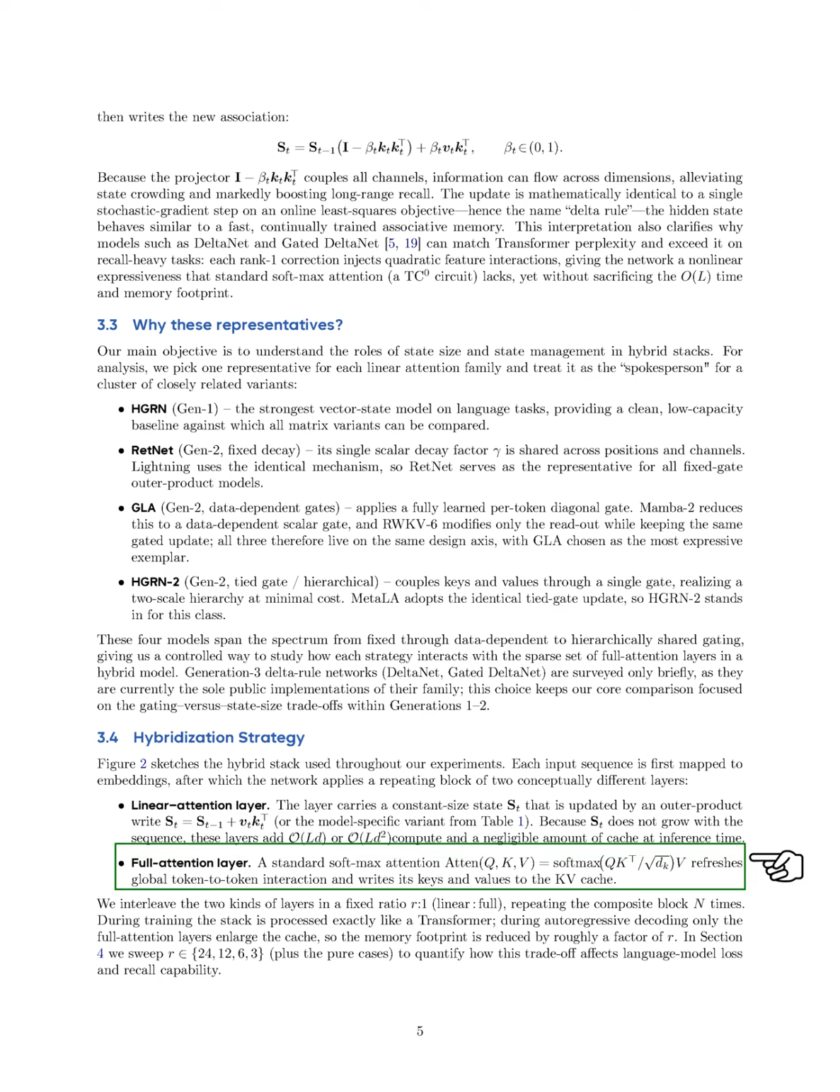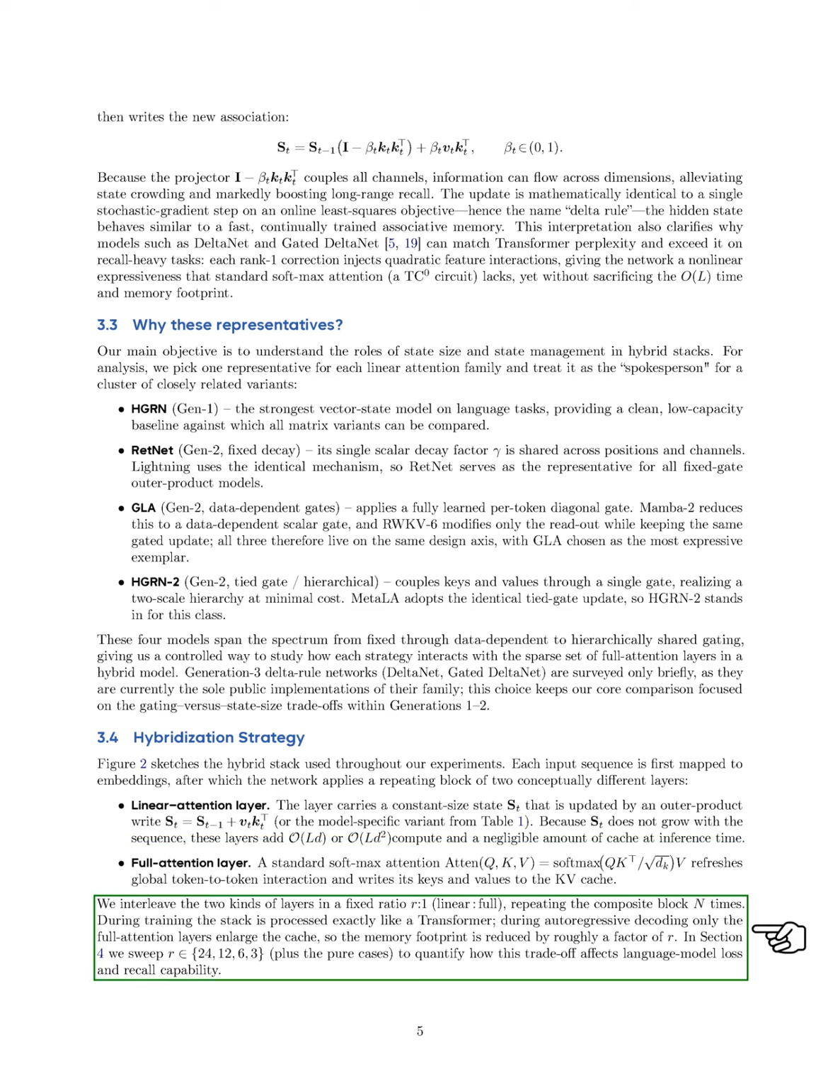Full attention layer. This layer uses standard softmax attention to refresh interactions between tokens and updates the key value cache. We alternate between these 2 layers in a fixed ratio, repeating the block multiple times. During training, we process the stack like a transformer, but during decoding, only the full attention layers increase the cache size, reducing memory usage.